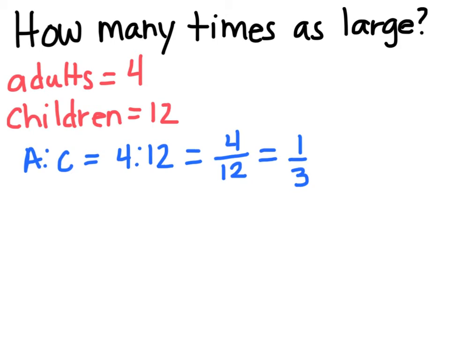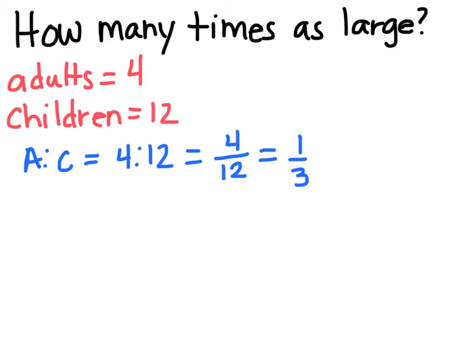Notice the little oddity in the way this is phrased. The question asked how many times the number of children is the number of adults. But notice when we wrote our ratio, we wrote adults first. So when the question is asked that way, how many times the number of children is the number of adults, the second word becomes your first term, and the first word becomes your second term.